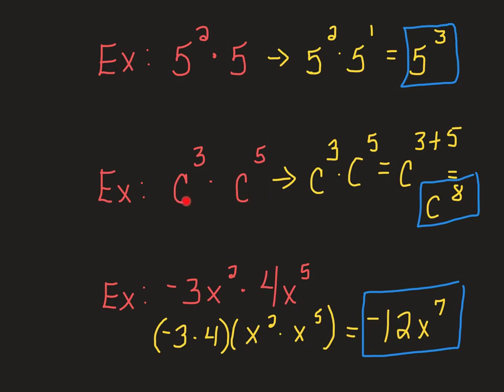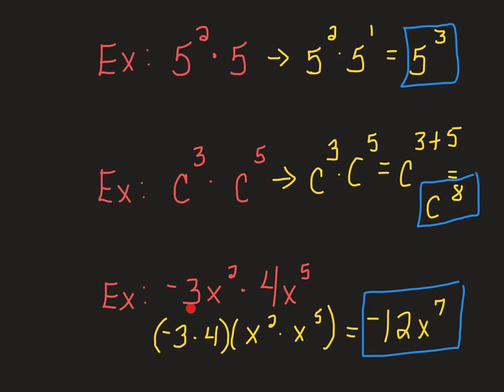This is c to the third power times c to the fifth power. So all you have, since I have the same base, all I have to do is just add my exponents together. And 3 plus 5 is 8, so c to the 8th power is the answer.